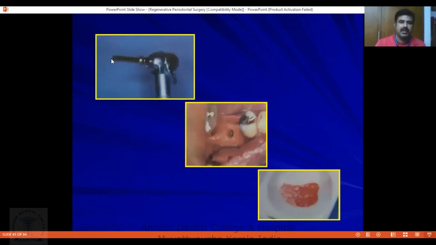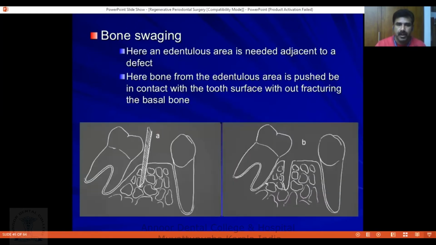And this is a trephine. What is a trephine? You have a burr like this. Now, the inside part is hollow. So in an edentulous area or wherever you find bone, just drill it so that the bone gets collected within this. That you can use as the bone graft. You can make multiple holes in different areas.